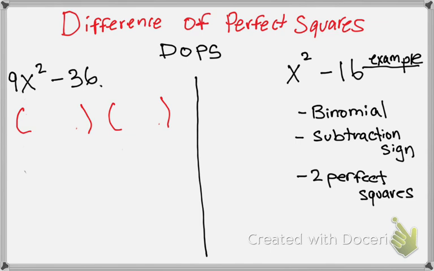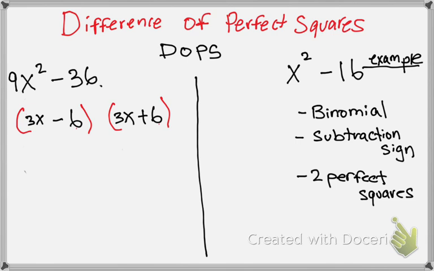So what is the square root of 9x squared? Well, that's 3x, right? Because the square root of 9 is 3. The square root of x squared is x. I'm going to write that inside of both parentheses. Look at that. Okay? I'm always going to have a positive and a negative. It doesn't matter the order that I write it. And the square root of 36 is 6. And this is factored, okay?